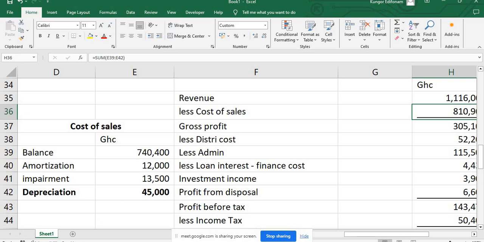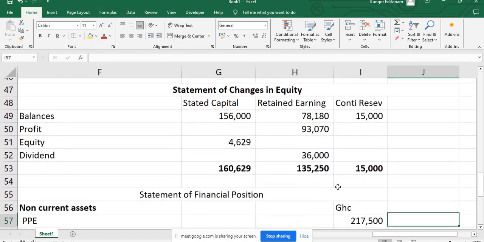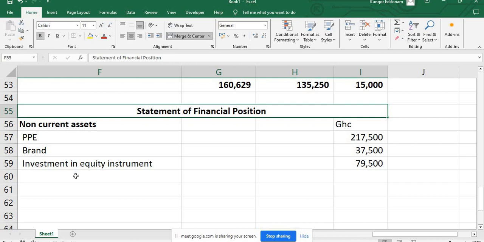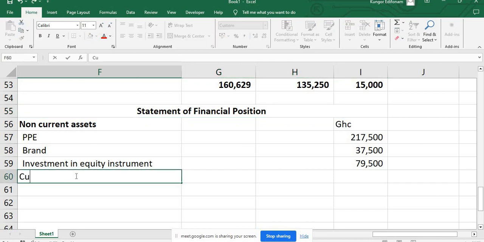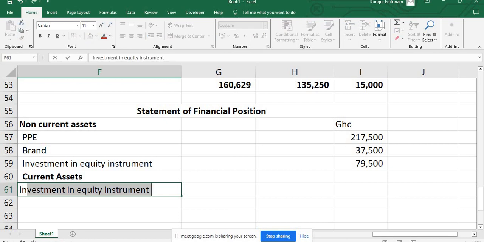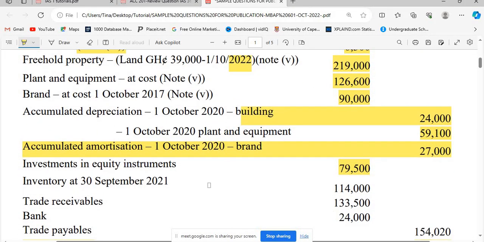Let's move on. So the next thing we will do is our current assets. Our current assets, we'll start with inventory. Remember, your inventory at the end becomes an asset to you. Okay, and this is our inventory at the end. The inventory at the end is what? 114,000.